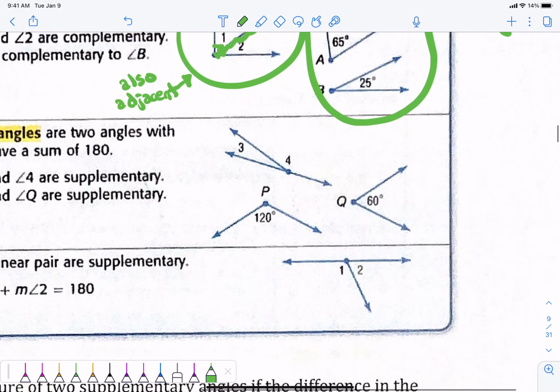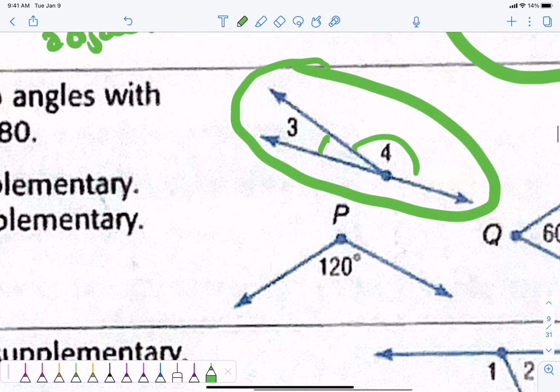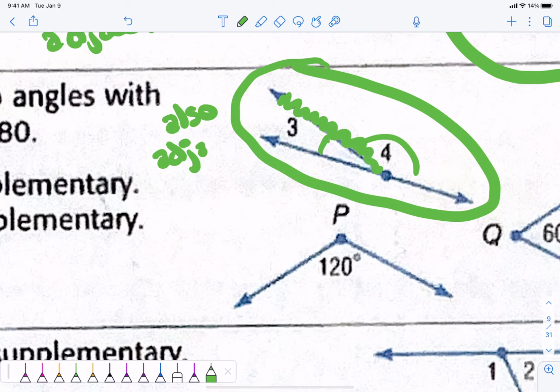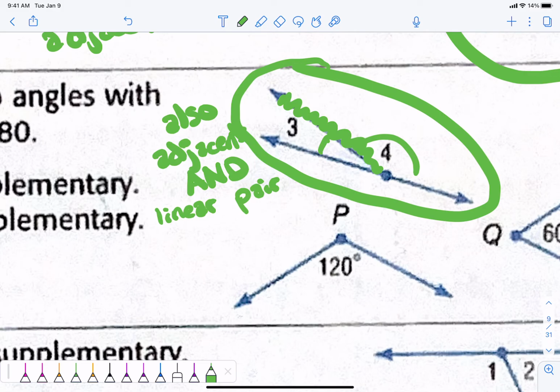These are examples of supplementary. So this one right here, they're saying angle 3 and angle 4 are supplementary. They add up to be 180. They're also adjacent because they share a vertex and a side. They share this side, right? Adjacent, but they are also what else? They're a linear pair. They're making a straight line, right?